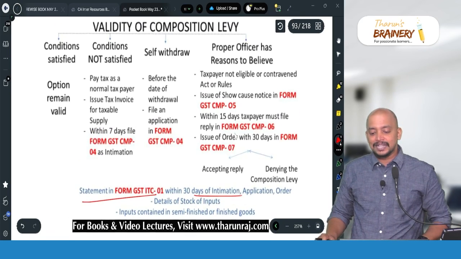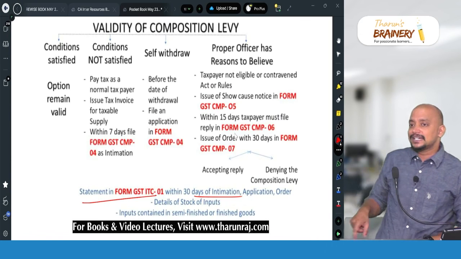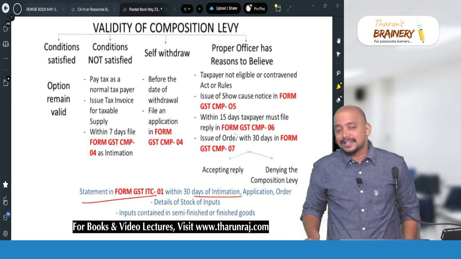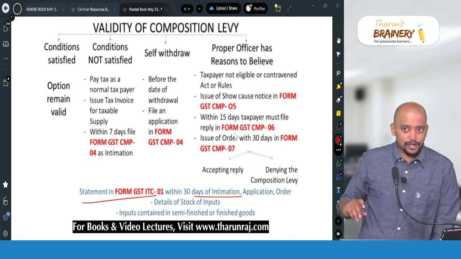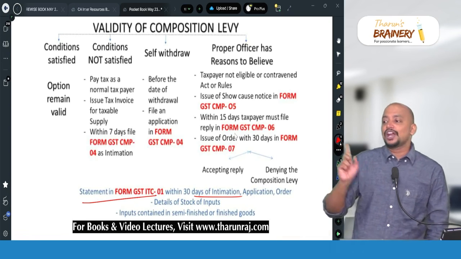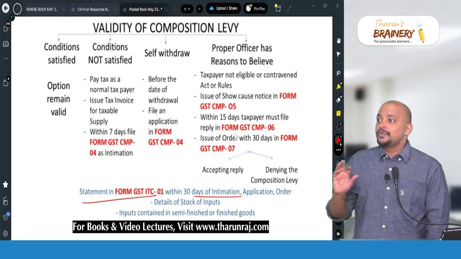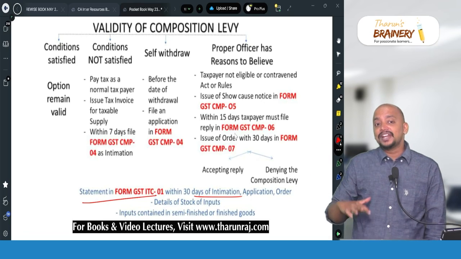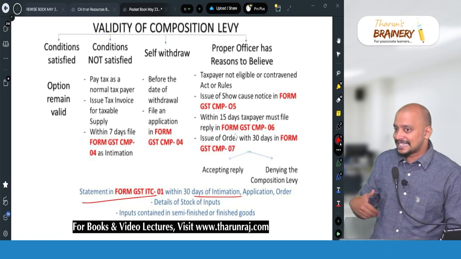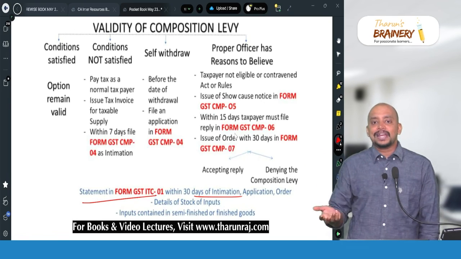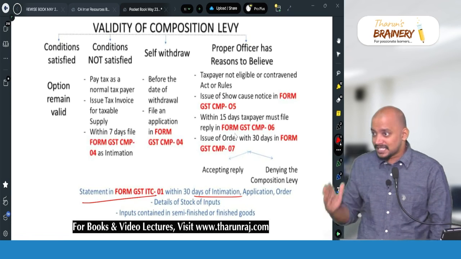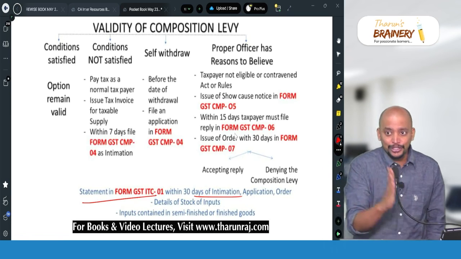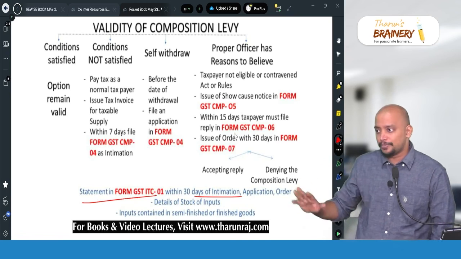And when the proper officer is of the opinion that a person has breached the conditions of the composition scheme but is still continuing in it, they will give a notice in CMP5. Once they give the notice, within 15 days we need to give a reply in CMP6, and after the reply, within 30 days they need to pass an order in CMP7, either allowing us to continue in the composition scheme or denying it.